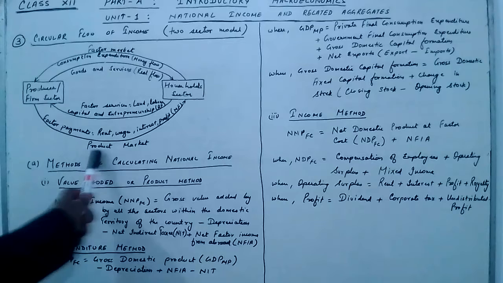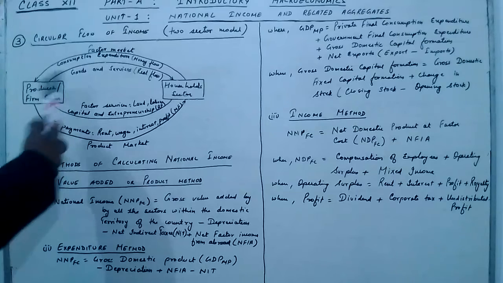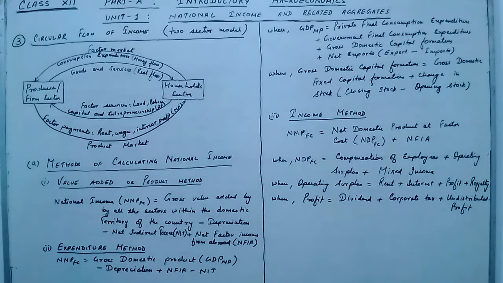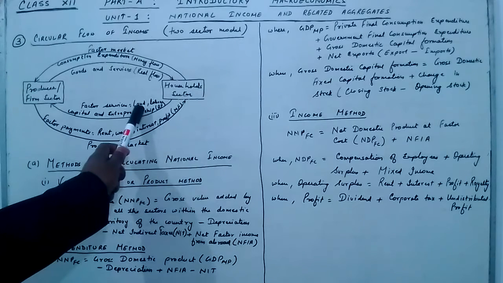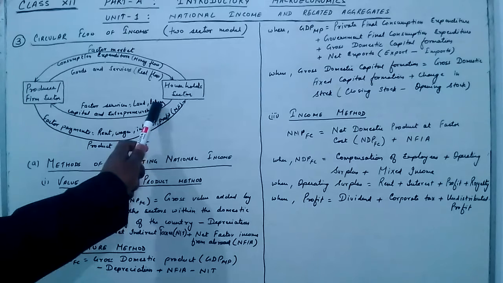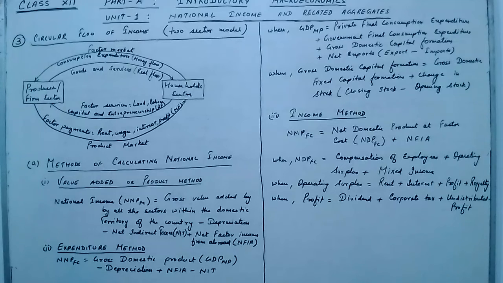Now in the factor market, what happens? The goods and services flow from the company to the household. The household, in return, gives land as rent. Labor is also supplied by the household to the factories. Capital, that is the money which we save in the bank, is given to the businessman to do business. So capital is also provided by the households, and great entrepreneurs like the Tatas and Birlas are also provided by the households to the companies.